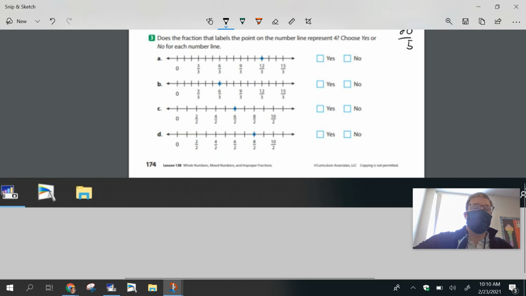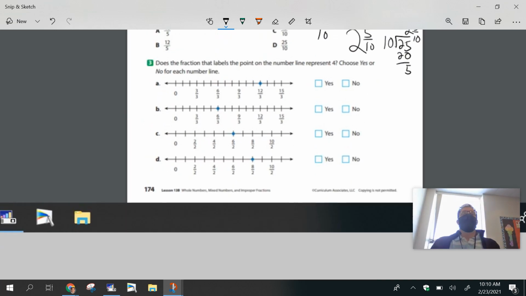Now, D. Does the fraction that labels the point on the number line represent 4? Choose yes or no.